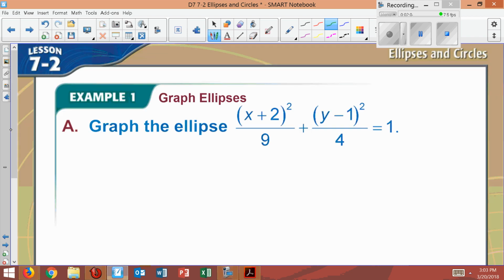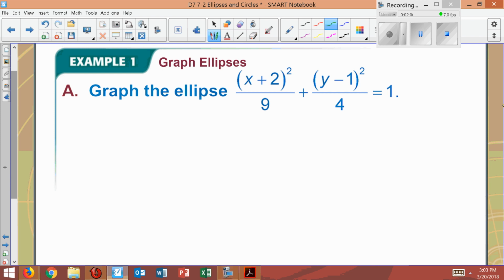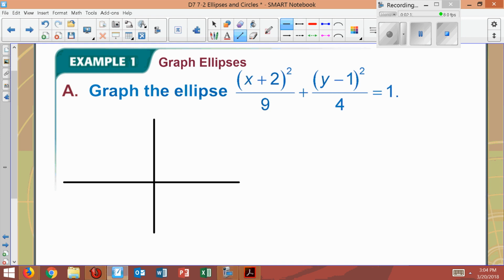Example 1. It says graph this ellipse. Well, the first thing I can do with this ellipse is I know where it's going to be shifted. As we talked about last class, this is inside, so it's shifted left 2 units. So the center is left 2. This would say up 1. So we go left 2, up 1. This is the center of the ellipse.